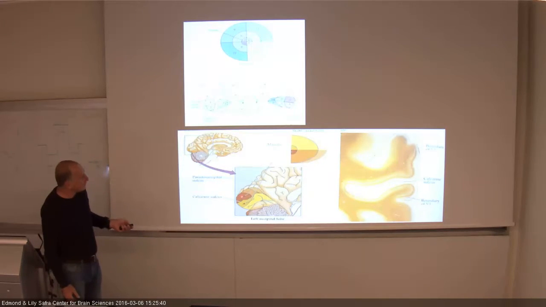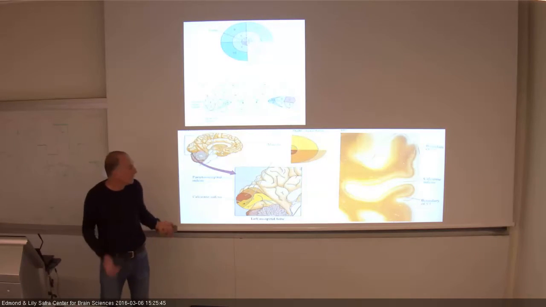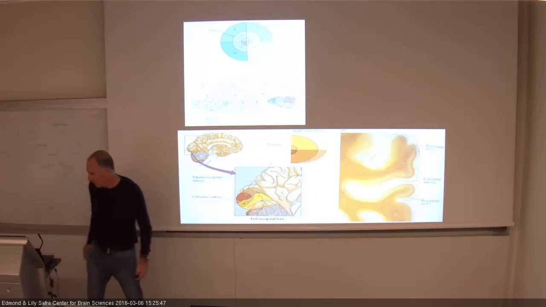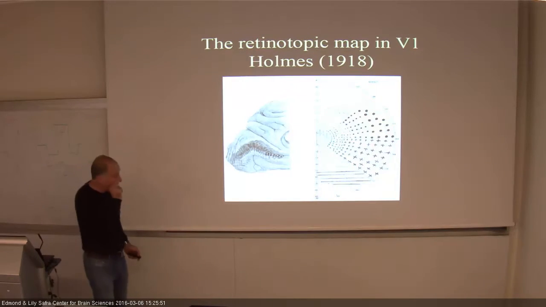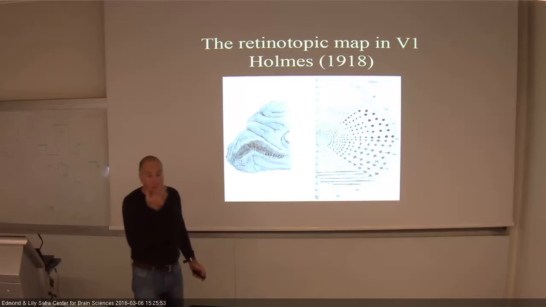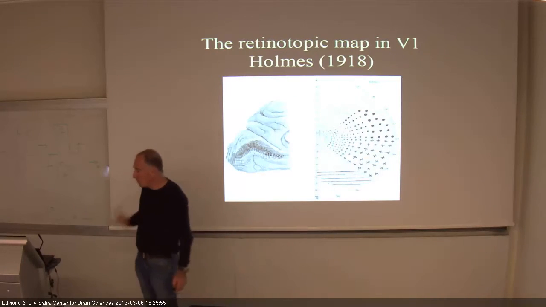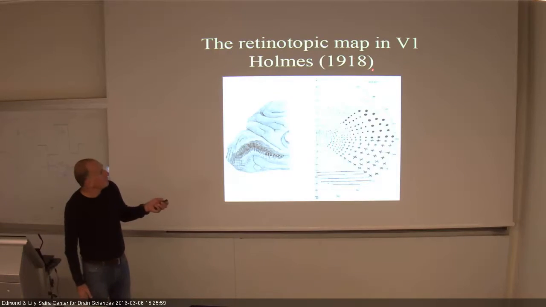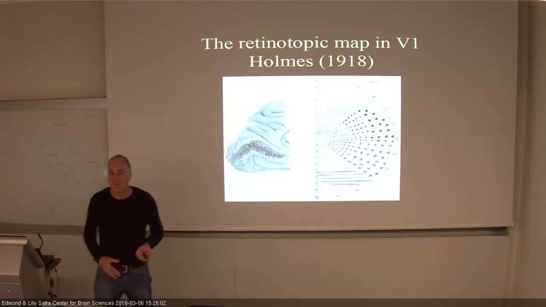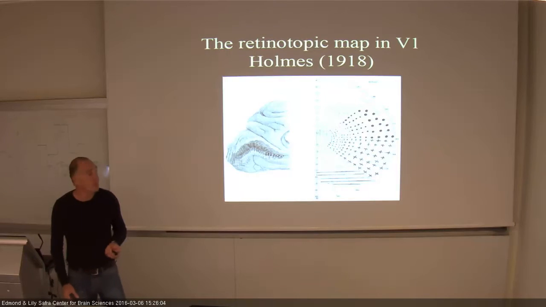Okay, so you see the magnification: the central area has a much bigger representation than the periphery. This has been known for quite some time. The first evidence of this came from work on humans by Holmes almost a century ago, in 1918, towards the end of the First World War.